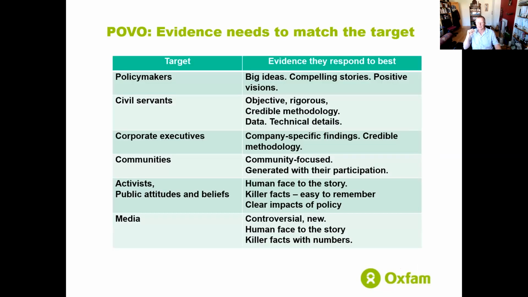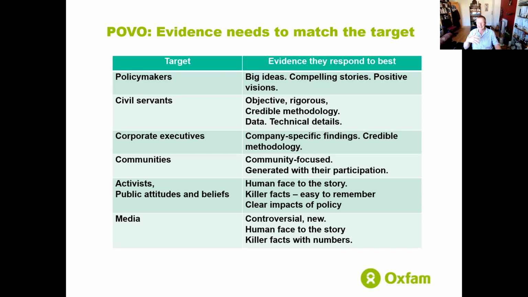POVA. I don't know if you know this acronym, but it's the point of view of the other. In order to be a good researcher, you have to be able to think like a not researcher. You have to think about what the target needs or wants from this piece of work, and then match your evidence or the presentation of the evidence to the target.